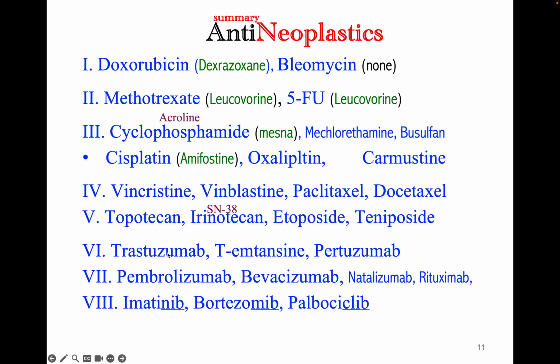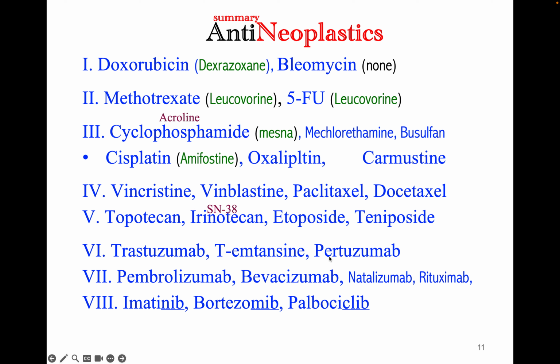Then with trastuzumab, the cells become very tricky. Once this binds on the cell membrane, it can be engulfed into the cell and destroyed. To prevent that, scientists actually attached a toxin to the trastuzumab, and that is called trastuzumab emtansine. This is for trastuzumab resistance. If a patient develops resistance, you can give trastuzumab emtansine. But the problem is this drug is more expensive.